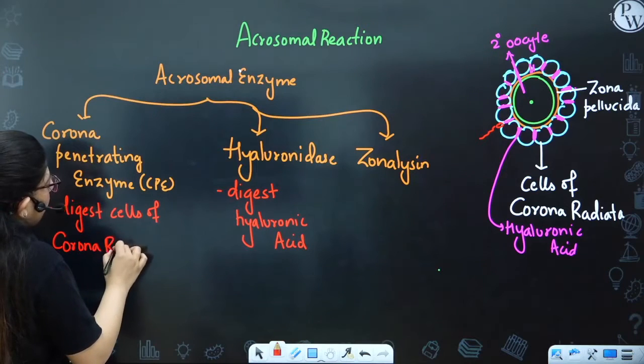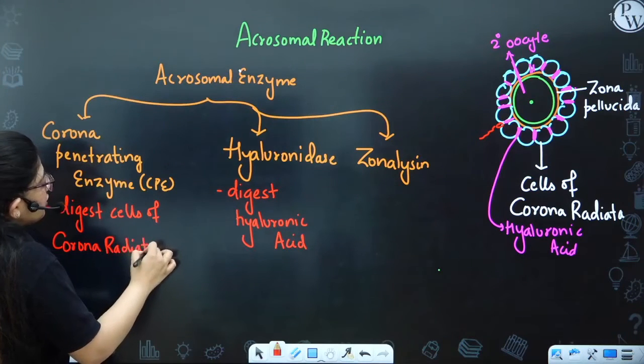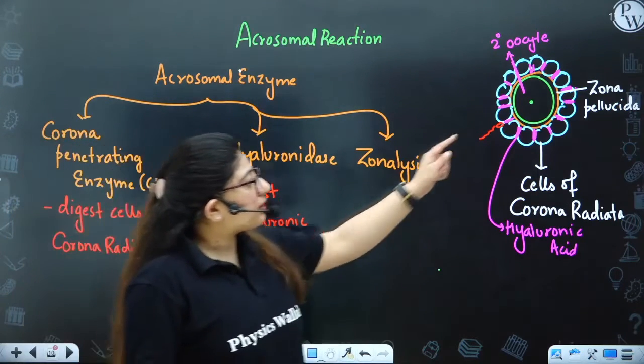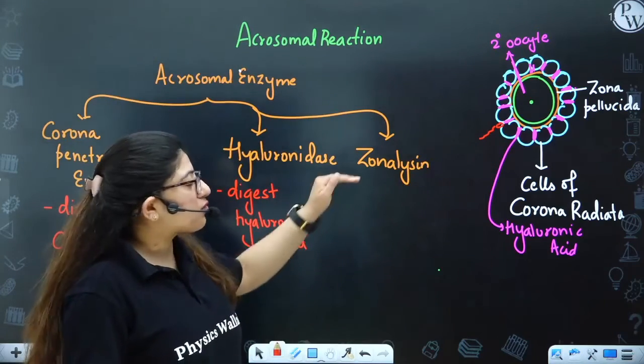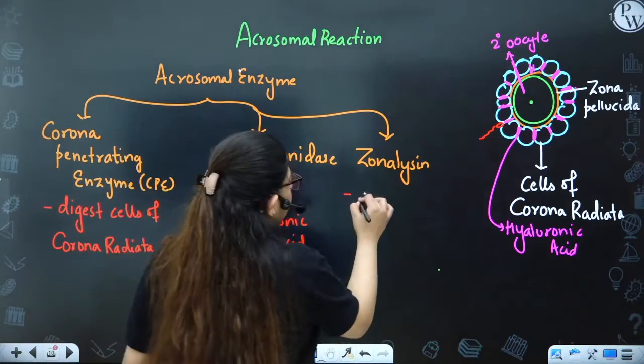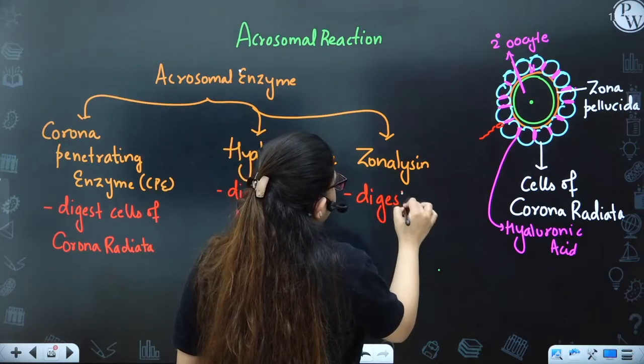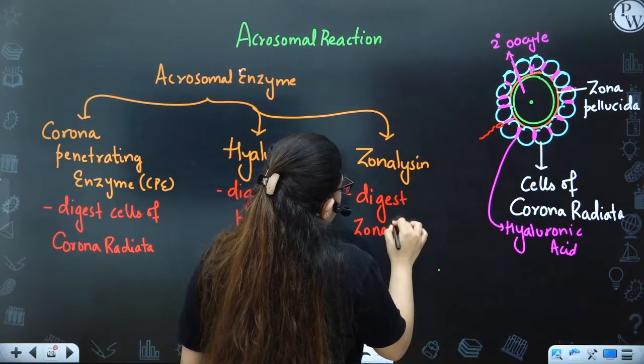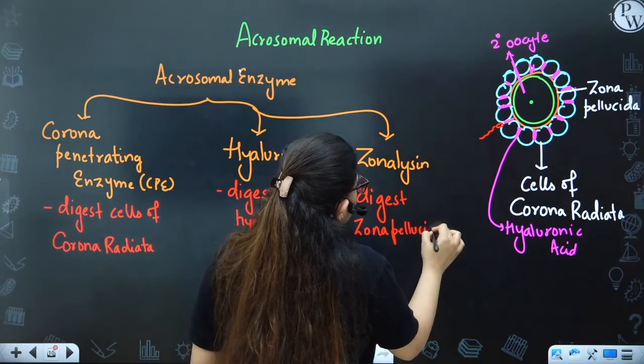All right. Now, where have we reached, guys? We have reached the zona pellucida. To destroy the zona pellucida, we have zona lysin. So here it will digest the zona pellucida.